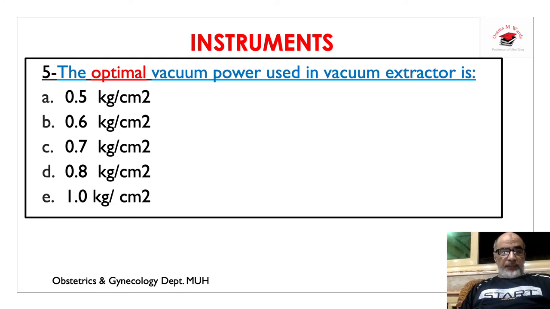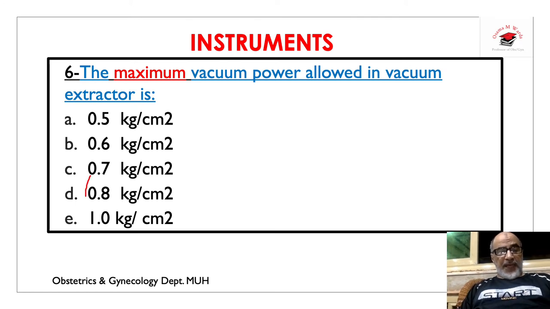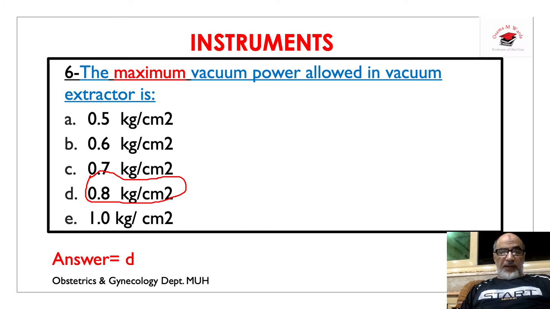The optimal vacuum power used in a vacuum extractor, this is the optimal, not the maximum, is 0.6 kilogram per square centimeter. This is the optimal, while the maximum is 0.8 kilogram. So the optimal vacuum power used in a vacuum extractor is 0.6 kilogram per square centimeter, while the maximum allowed vacuum power is 0.8 kilogram per square centimeter.